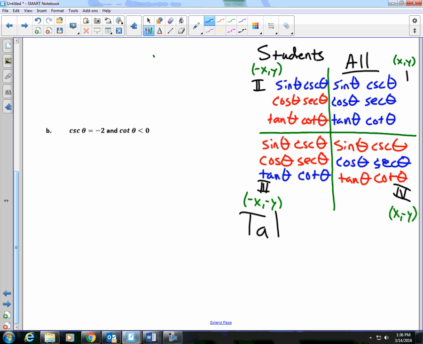T is for take, as well as for tangent. Tangent's the one that's positive in the third quadrant. And C is for calculus. All students should take calculus. Someday, right?